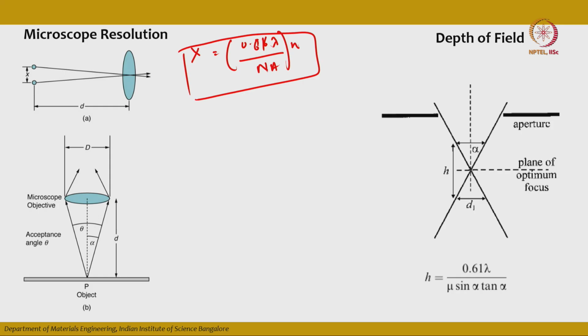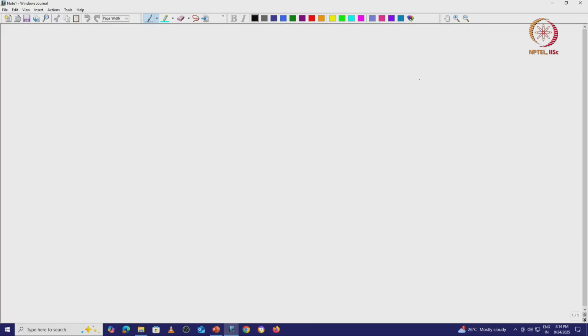This is the formula for the minimum x to be resolved by a microscope, which is related to the microscope resolution. Now, we will talk about two important aspects. One is depth of field and another one is depth of focus. First, we will talk about the depth of field.